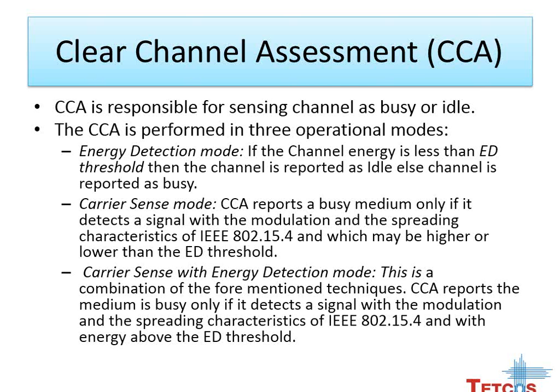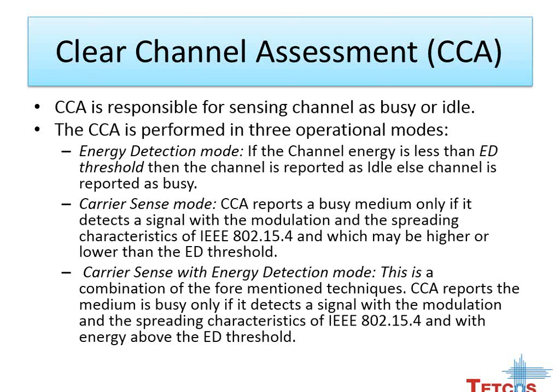In case of carrier sense mode, the sensor will sense the medium, and if it detects a signal which has the same modulation technique and spreading characteristics as that of IEEE 802.15.4, then it can consider that there is a chance that some other sensor might be transmitting the signal. That is why I am detecting a signal with the same modulation and spreading characteristics. And hence it will consider that the channel is busy or the medium is busy.